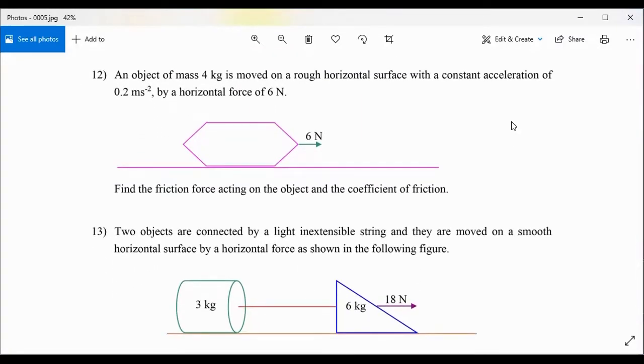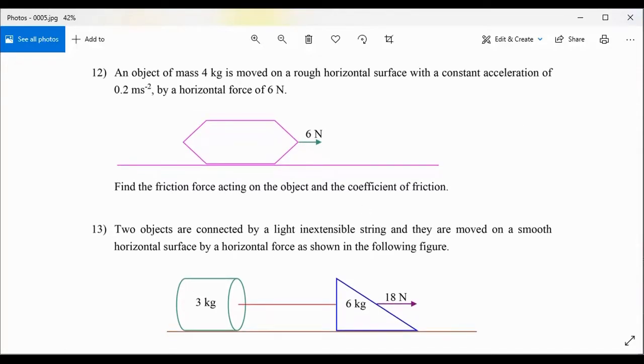Right, somebody unmute the mic and read question number 12. An object of mass 2 kilograms moving on a rough horizontal surface. What is the meaning of rough here? It has frictional force. That's the meaning. Rough, horizontal surface means friction forces are acting on the object. Right. With a constant acceleration of 0.2 meter per square second.